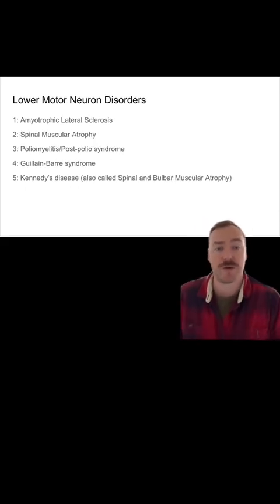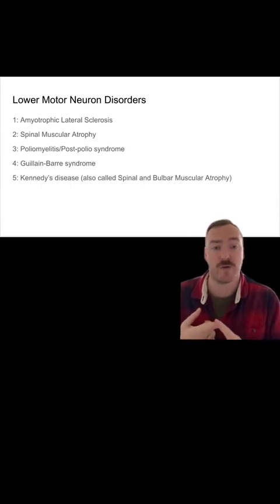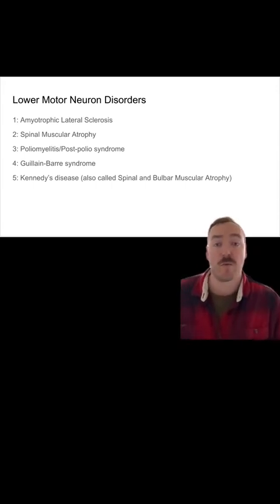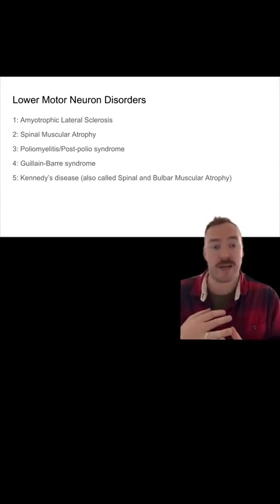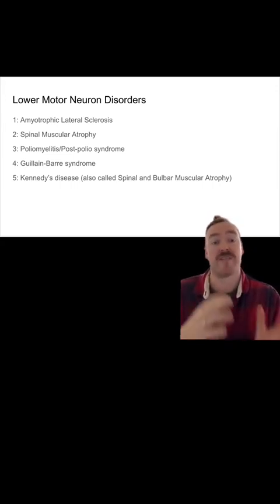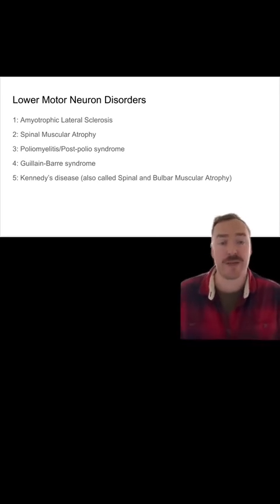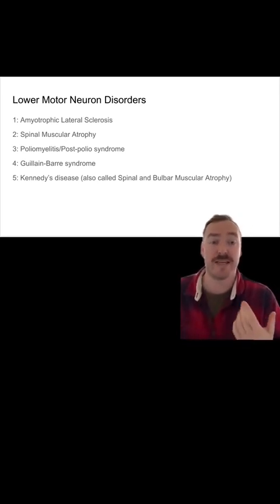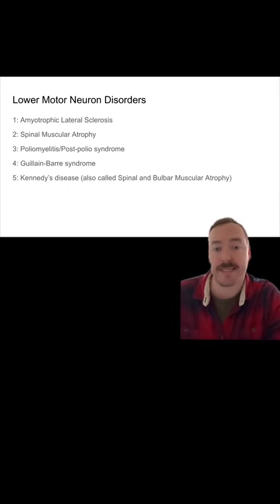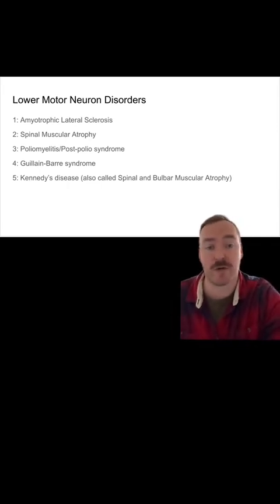So lower motor neuron disorders are amyotrophic lateral sclerosis, which I know I said was an upper motor neuron disorder, but it actually impacts both the upper motor neuron and the lower motor neuron. Then you have a more rare condition called spinal muscular atrophy, poliomyelitis, which has widely been eradicated in the US, but we're still seeing patients that develop post-polio syndrome as a result of having had polio when they were children. Guillain-Barré syndrome, which is similar to MS in that it causes breakdown of myelin, but in the peripheral nervous system, not in the central nervous system. And then Kennedy's disease, which is also called spinal and bulbar muscular atrophy.